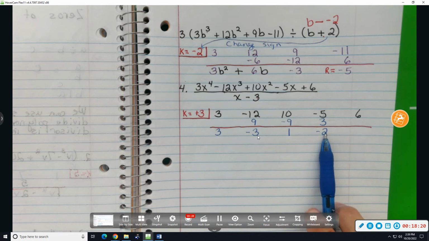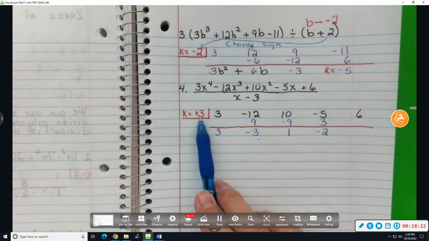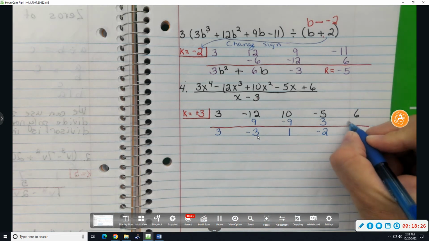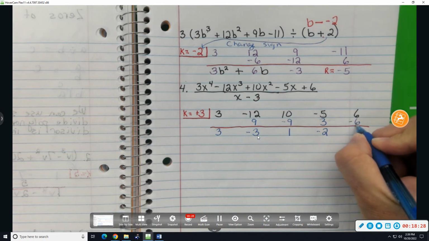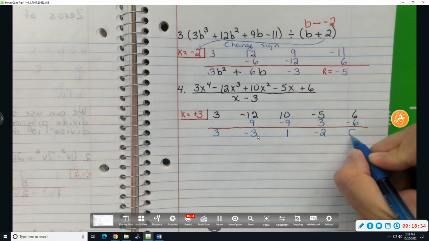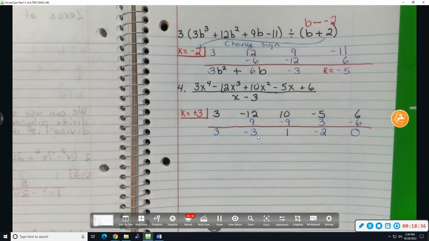Negative 2 times a positive 3 is negative 6. What's our remainder going to be right here? 0. So this one has a remainder of 0.